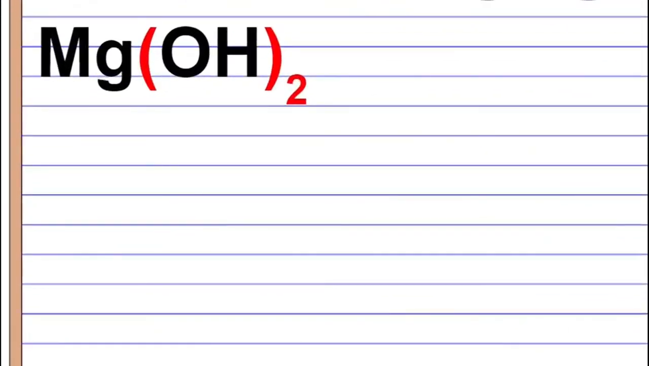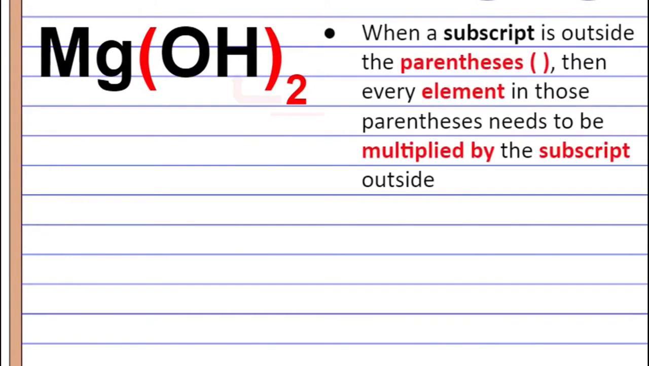Mg(OH)₂. When a subscript is outside the parentheses, every element in those parentheses needs to be multiplied by the subscript outside. So that means this 2 here will multiply the H and the O.